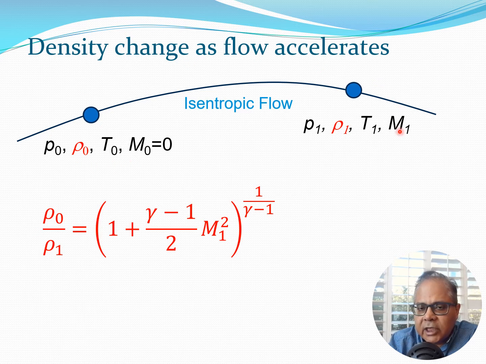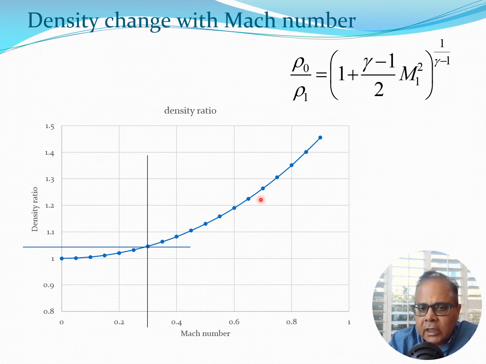So now again the same equation applies, except that rho 0 and rho 1 have changed sides on this particular flow. So now we look at this equation, and we are going to try to plot this equation in the next slide. So that's what I have done here. I have plotted the density ratio, which is rho 0 by rho 1, with the Mach number, and I have assumed the value of gamma is 1.4.